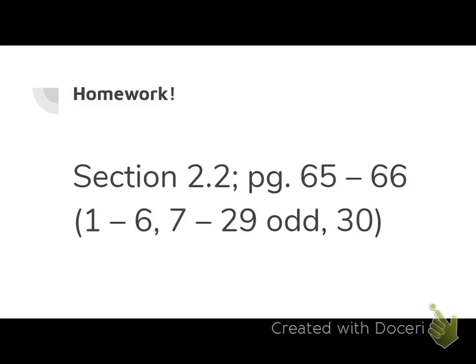Let's get our homework up there. We are in section 2.2. We're doing all of 1 through 6, 7 through 29 odds, and also number 30.